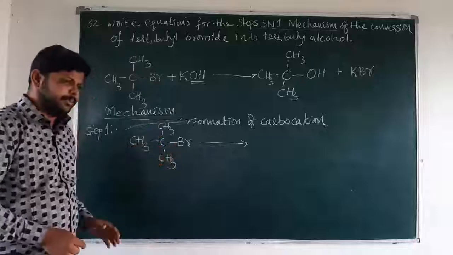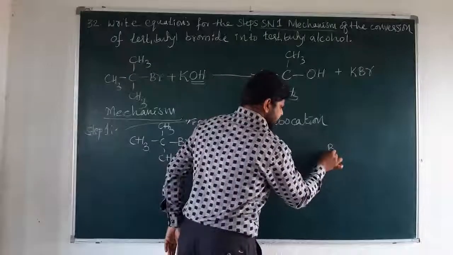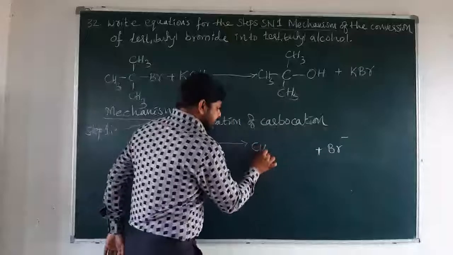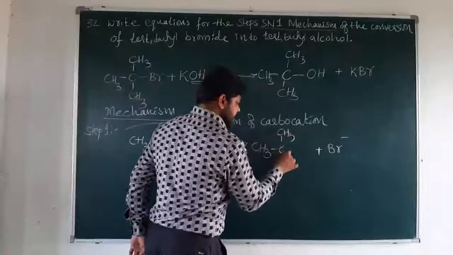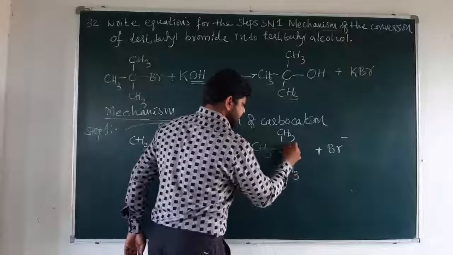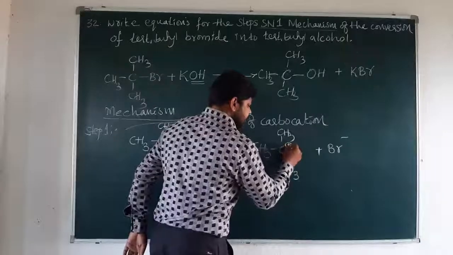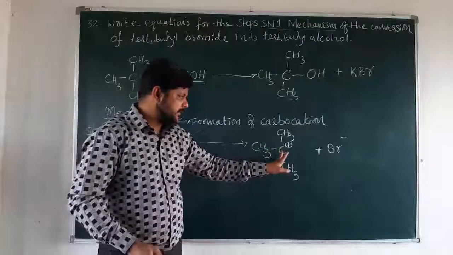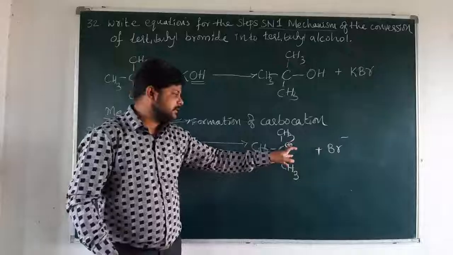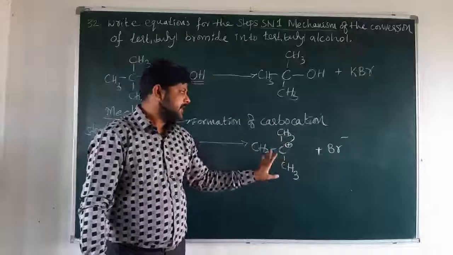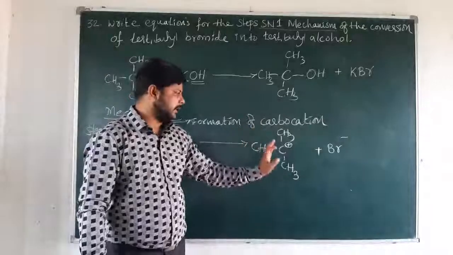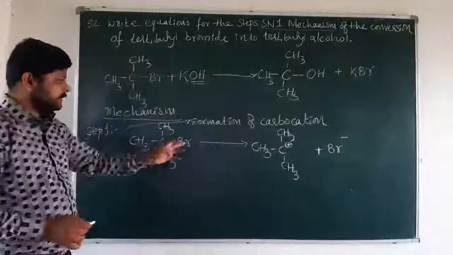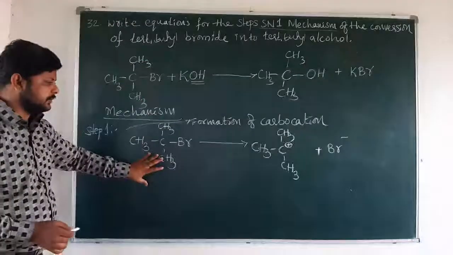This is tertiary butyl bromide that will be converted, and Br minus will be separated. So here plus Br minus I have separated. Remaining CH3, C and CH3, CH3 here. This carbon gets a positive charge. This is the most important thing. If you neglect this, it will not be called a carbocation. Here the valency of carbon is 4. 3 is satisfied, the remaining 1 is not satisfied. So carbon gets a positive charge. This is the formation of carbocation plus Br minus. This is the first step. For this you may get 1 mark.